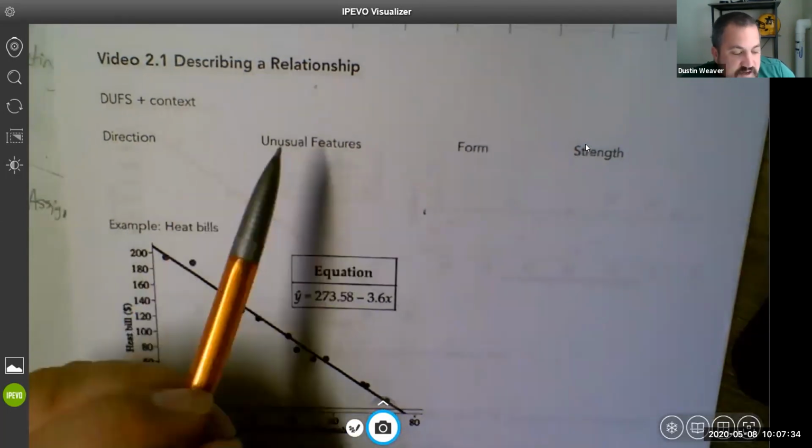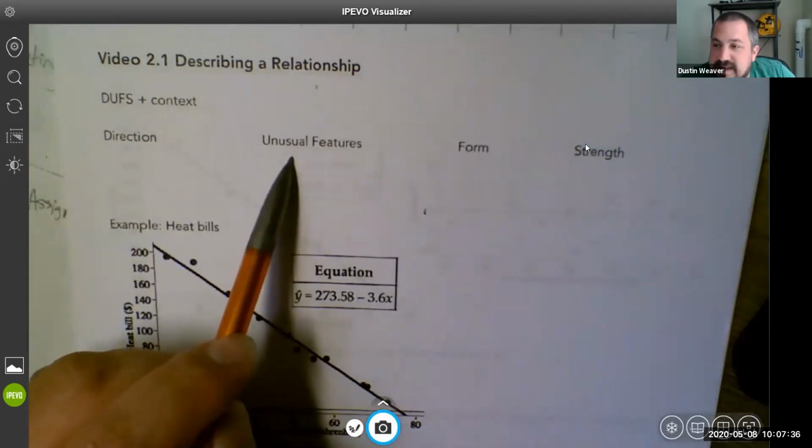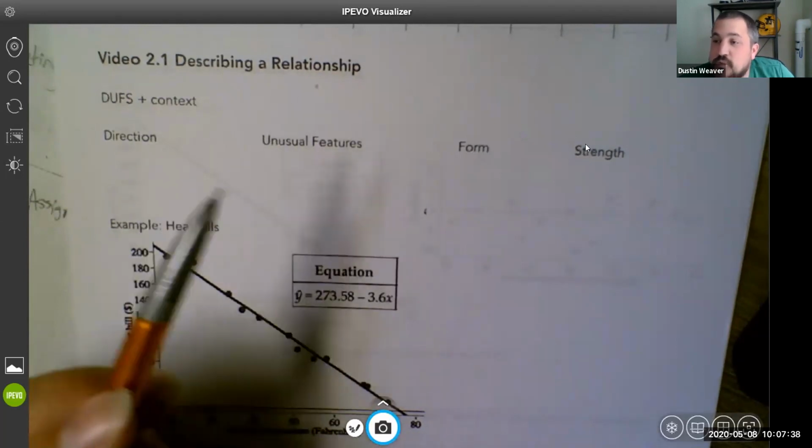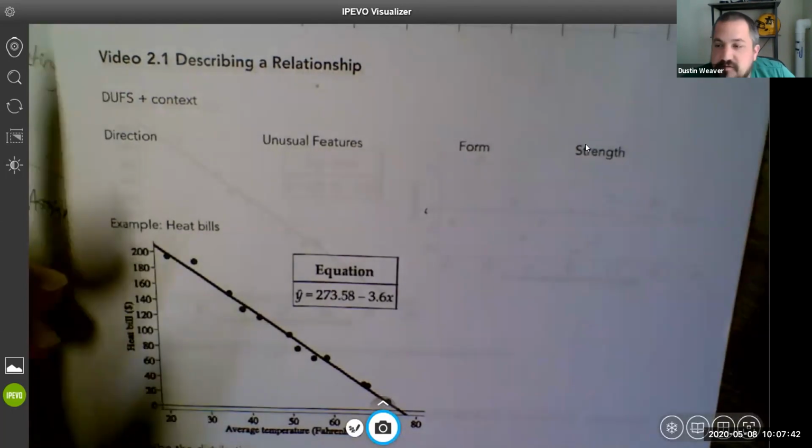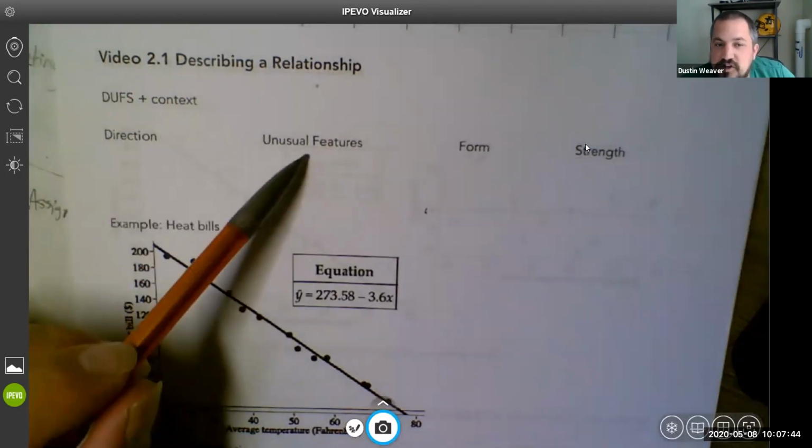And then you look for unusual features. So that could be an outlier. That could be an influential point that's far away from the others. That could be a number of different things. But what do you notice that's unusual?